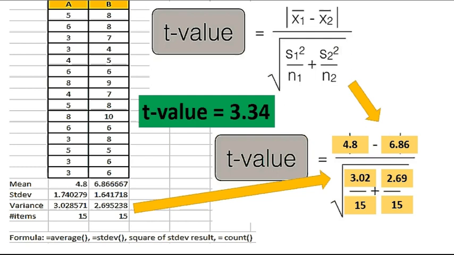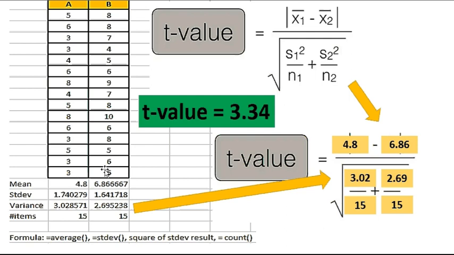We will also determine the number of items. For this we use the COUNT formula. You specify the range by sliding the cell pointer from the first value to the last value of the first data set.